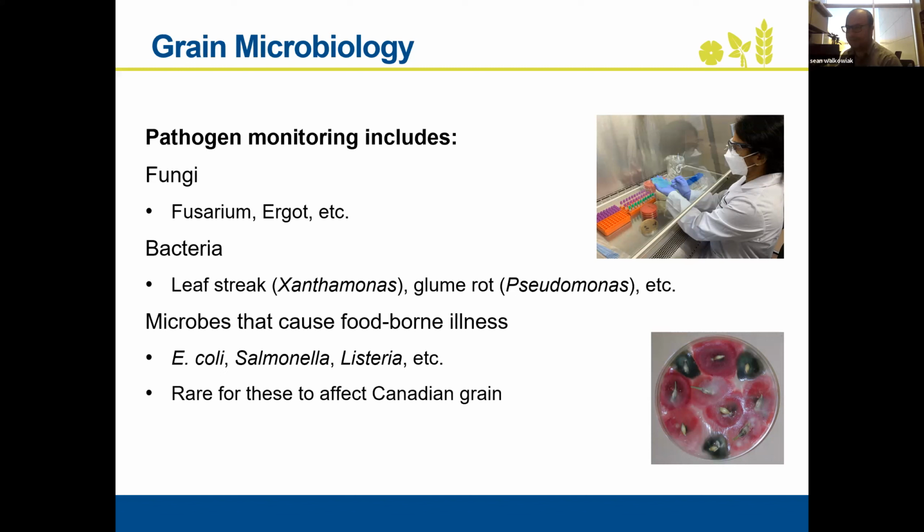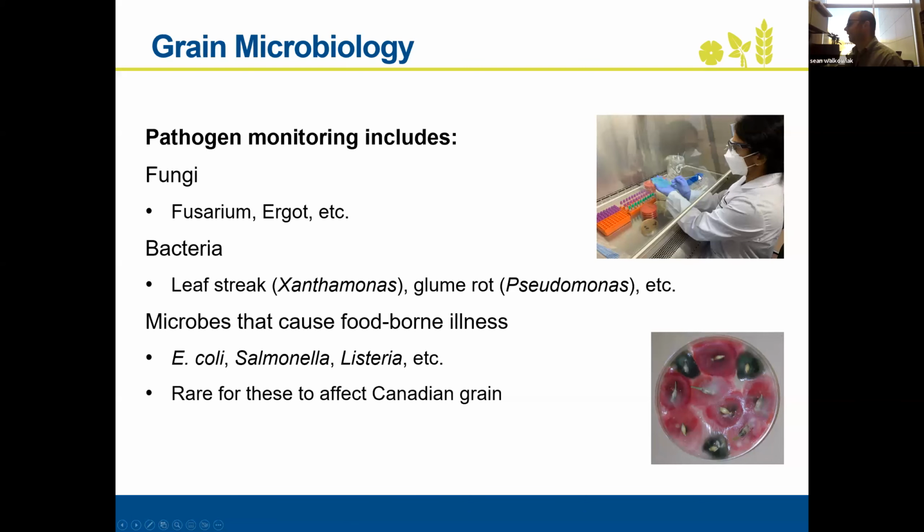On the bacteria side, we look at a lot of different plant pathogens. Right now, there's a lot of work being done on the evolution of leaf streak pathogens and Xanthomonas. We also look at gloom rot, Pseudomonas, and some of these other bacteria. On the human and animal pathogen side, we do a lot of work on E. coli, Salmonella, Listeria. But it's rare for these to actually end up in end products to result in foodborne illness, but there have been cases of product recalls due to the occurrence of some of these bacteria in products.